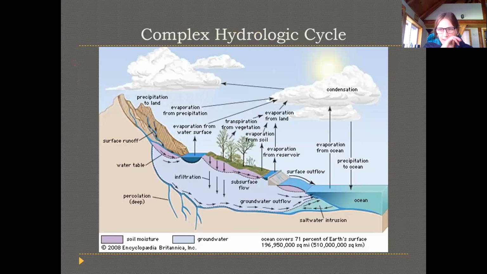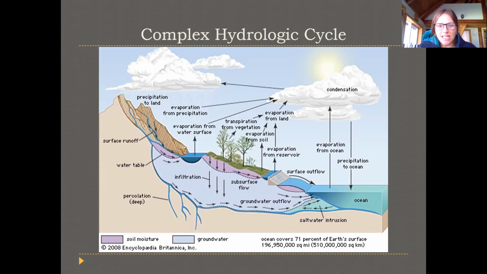Of course, what I just showed you is a very simplified version of the hydrologic or water cycle. This is a more complex version that shows infiltration of water down into the soil, percolation of water down into deep groundwater areas. It shows evaporation, transpiration, which is an evaporative loss from plants, surface flow, groundwater, subsurface flow. And so it shows that the picture we saw before is a simplified model. It's more simple than what we see in reality.